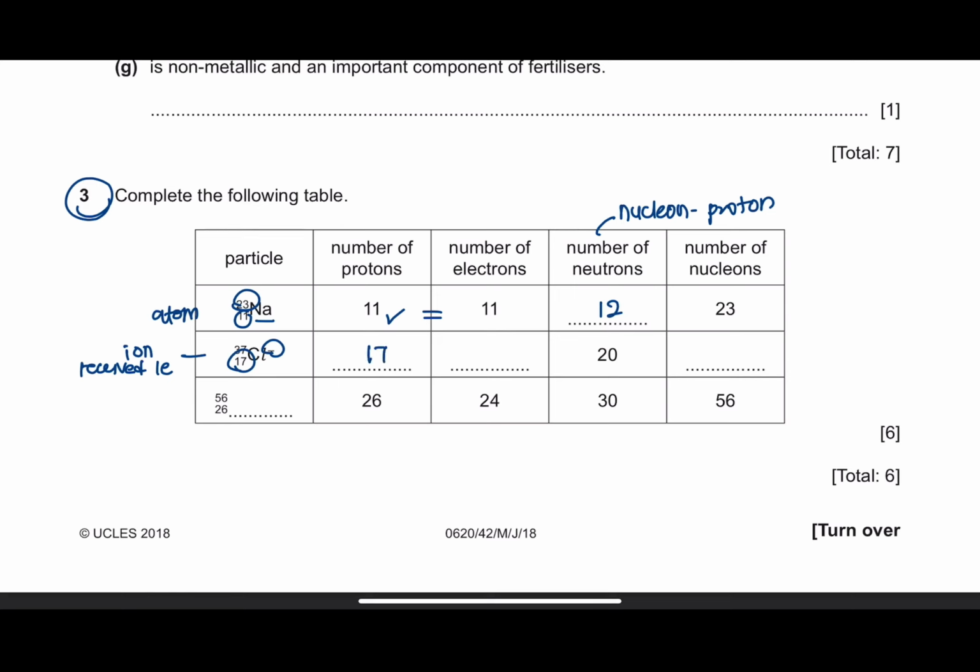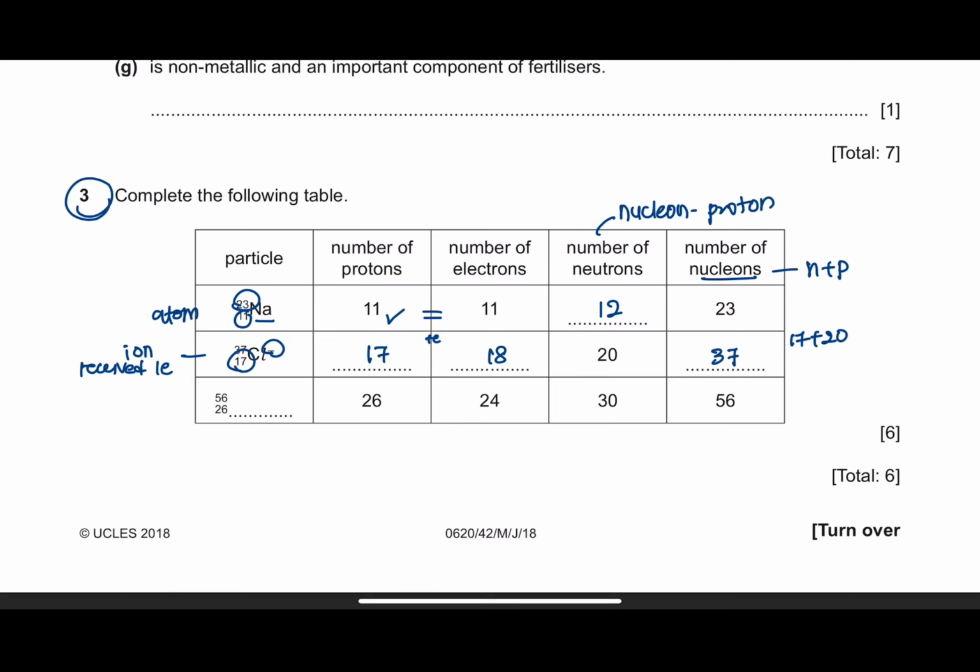Previously it had 17 proton. If it has received 1 electron, it would become 18 electrons. The number of nucleons is neutron plus proton, giving us 17 plus 20, which is 37.